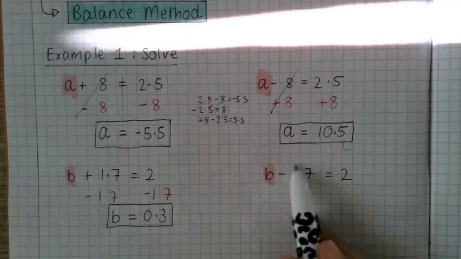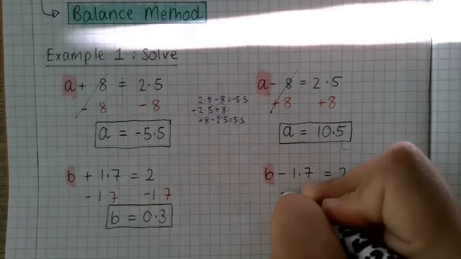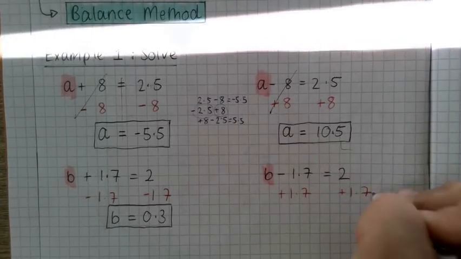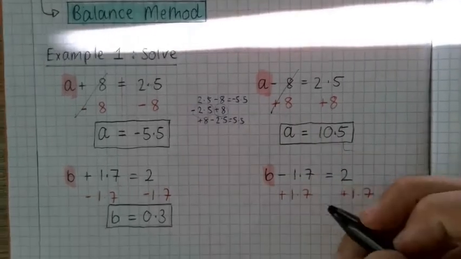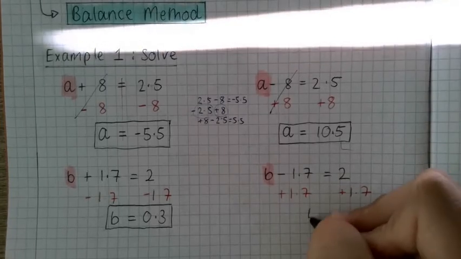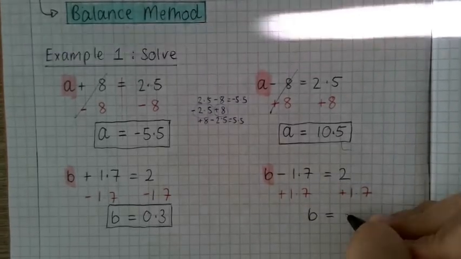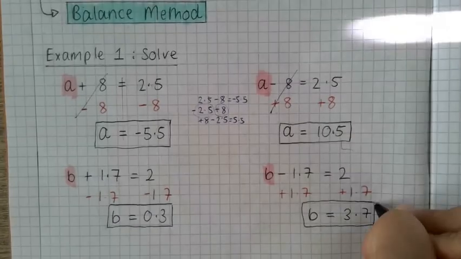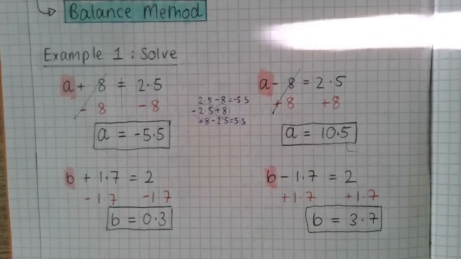And on this one, I have to do the opposite of take away 1.7, which is to add 1.7, but I must do it to both sides because we're doing the balance method. So on this side we have b equals, and then we should have 3.7. So there we go. These ones are nice and simple.